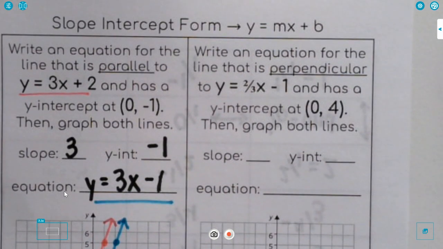So for perpendicular, there's one extra step at the beginning because it's not just the same slope. It is the opposite reciprocal.